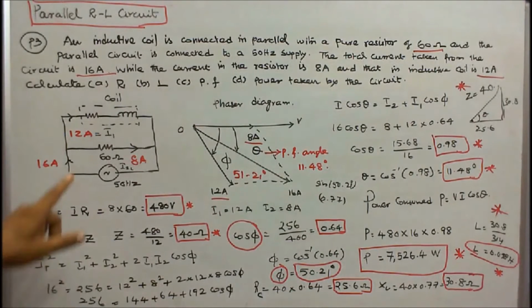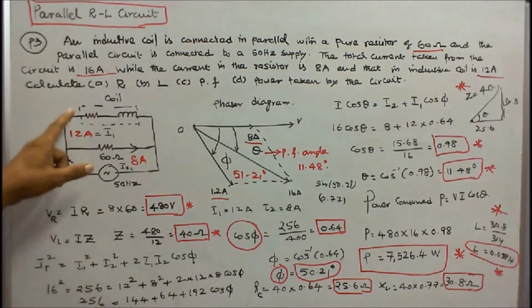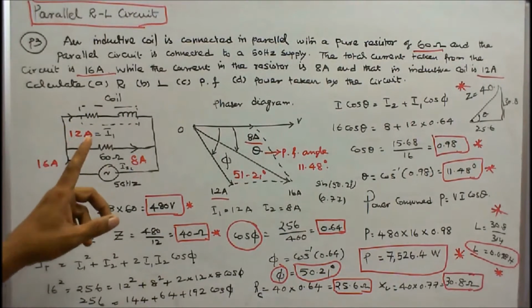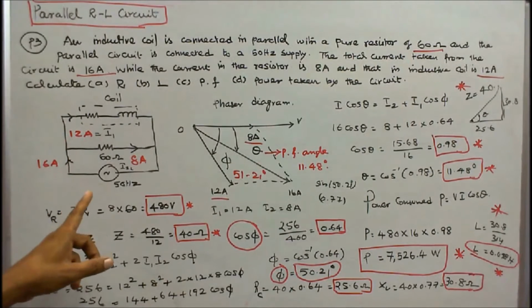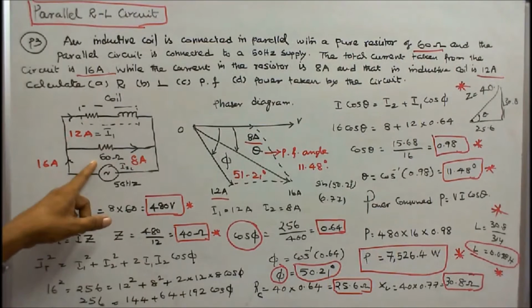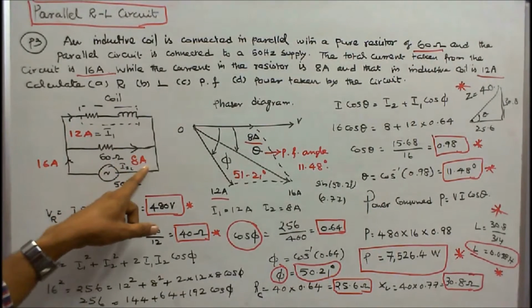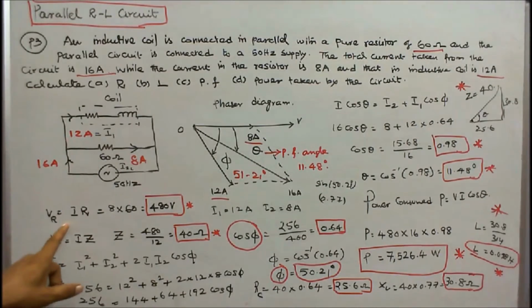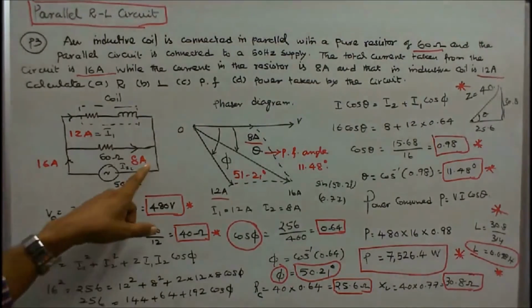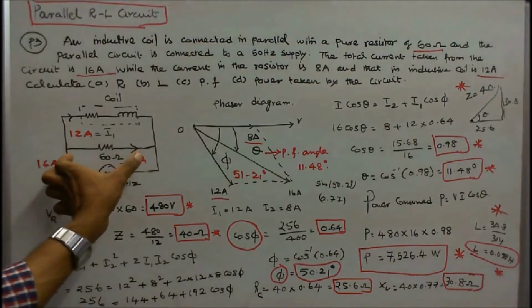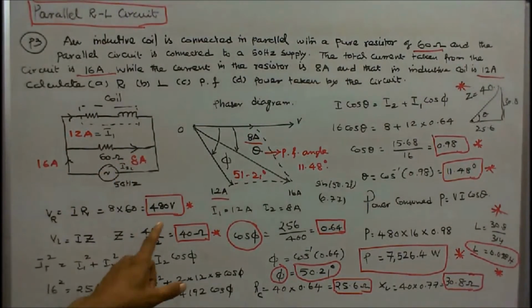Here a 60 ohm resistor is connected in parallel with the coil. In parallel circuit, voltage is constant. Voltage is not given. Frequency is given, 50 hertz. But current flow through the 60 ohm resistor is given, 8 amps. Therefore, voltage drop in the 60 ohm resistor VR is equal to I into R. I is equal to 8, R is equal to 60. Therefore, voltage that appears across the resistor is 480 volts. That is the supply voltage.